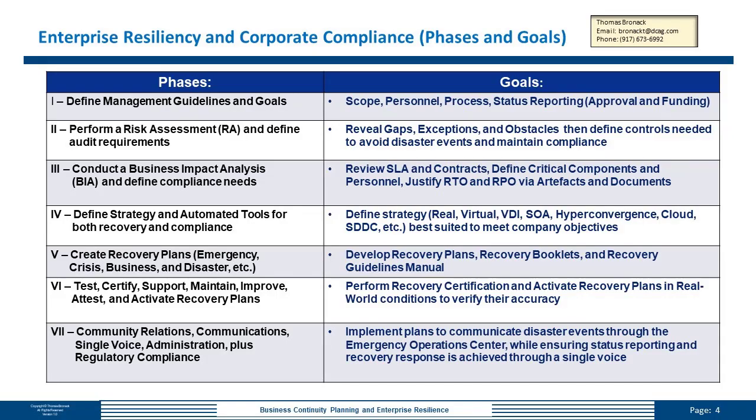There are 7 phases to implementing business continuity management, which are shown here. They are: 1. Define management guidelines and goals. 2. Perform a risk assessment and define audit requirements. 3. Conduct a business impact analysis and define compliance needs. 4. Define strategy and automated tools for both recovery and compliance.